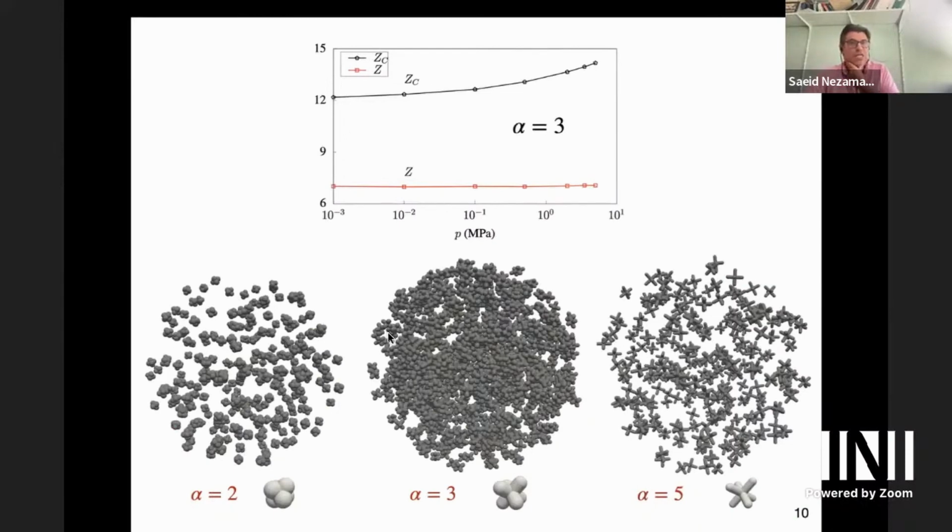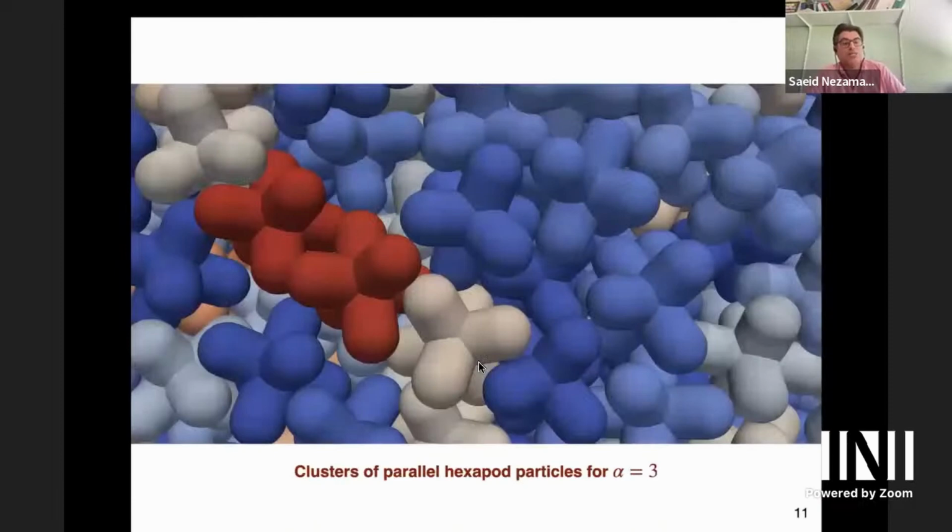Here you see the hexapods that have more than 16 contacts for alpha equal to 2, 3, and 5. We see that the particles make large clusters in the case of alpha equal to 3. This shows that the hexapods with aspect ratio 3 tend to make locally ordered structures composed of parallel hexapods. This is an example of this spontaneous ordering of nearly parallel hexapods. You can see that we have only 2 particles in red, but several particles in blue.